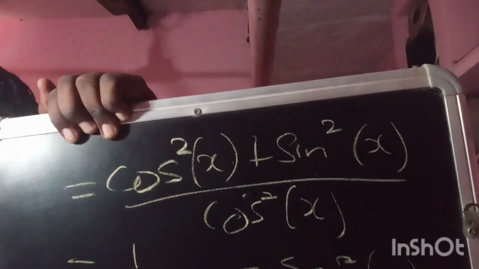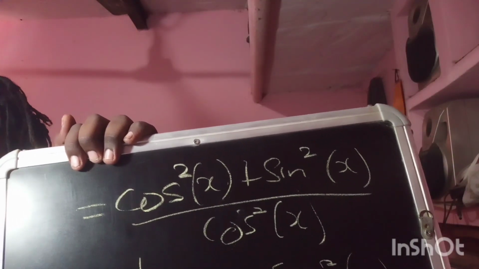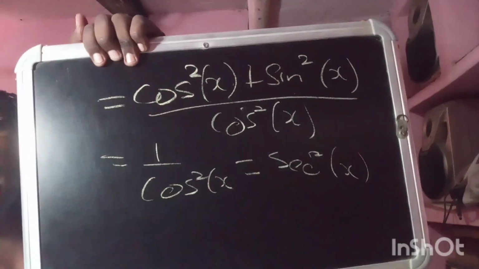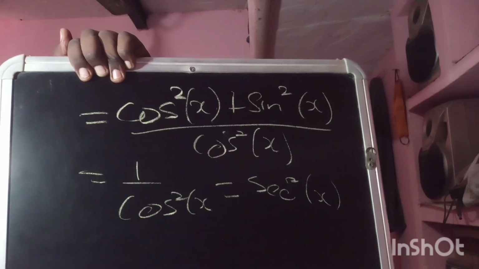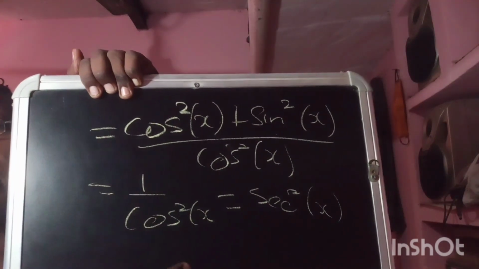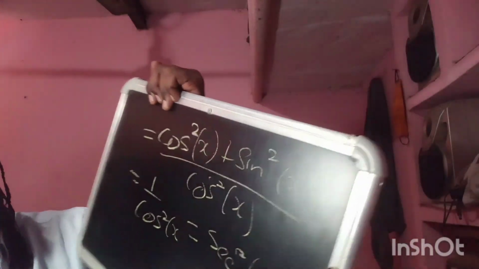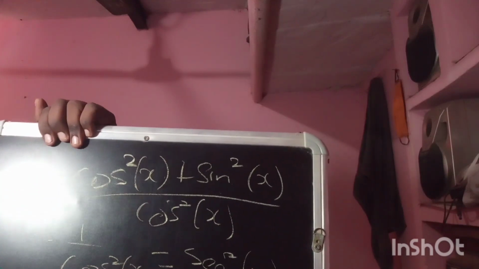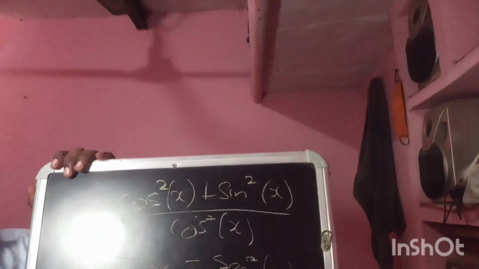So d dx, I guess this is different. Yeah, we end it there. Okay, that's the solution of it. That's why we have reached it. 1 over cosine squared x is equal to secant squared x. In other words, secant squared x will be equal to this.